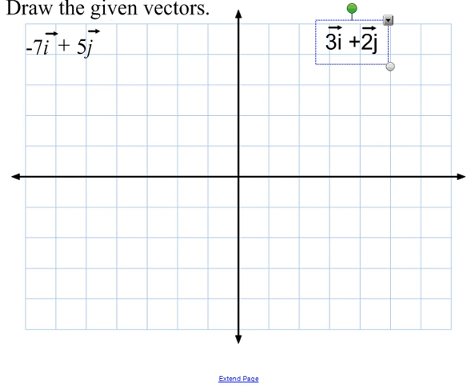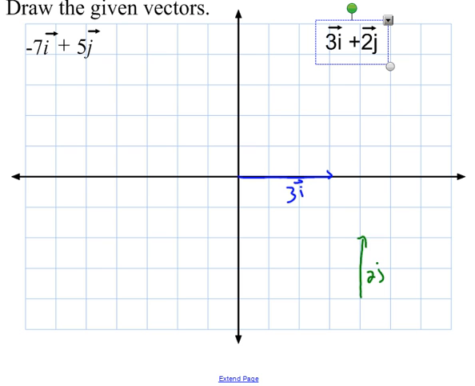All right, so now we're going to draw the given vectors. So if I look at 3I plus 2J, that means let's look at them separately. So if I draw 3I out, 1, 2, 3, that would be 3I. And if I draw 2J, that would be 2J.